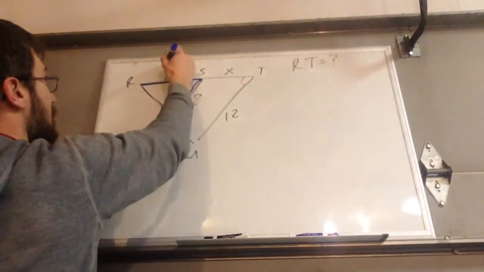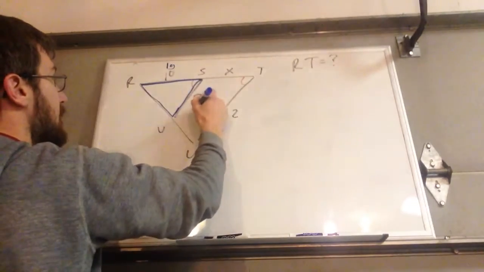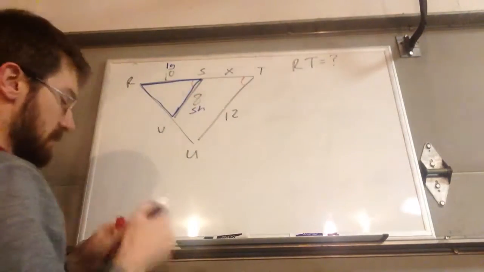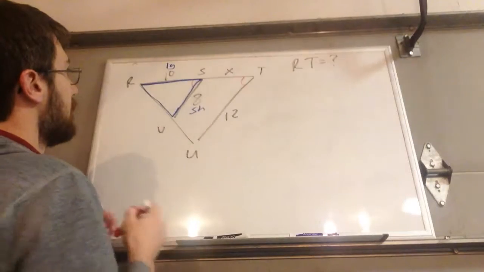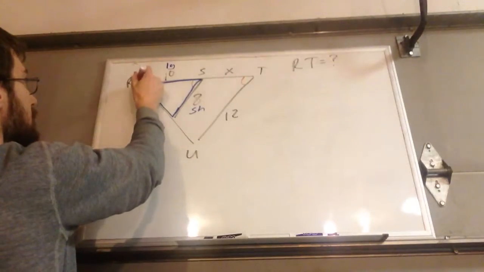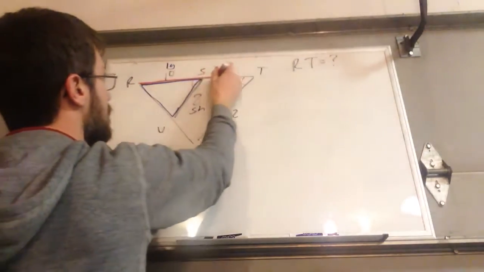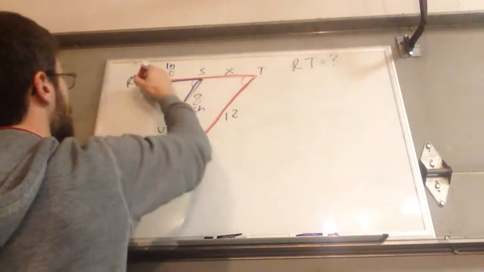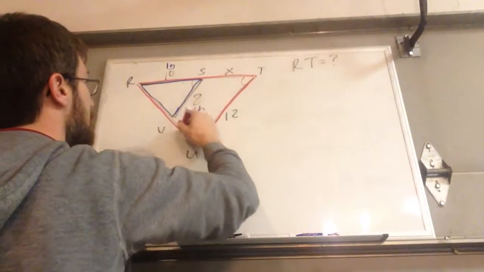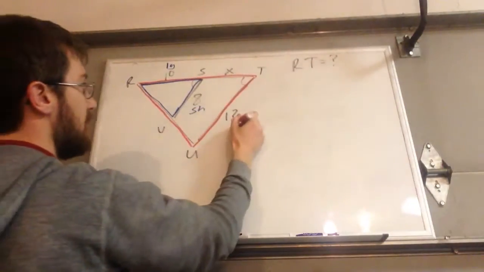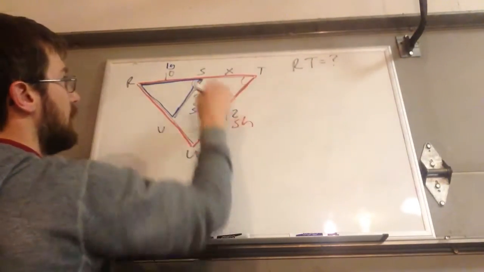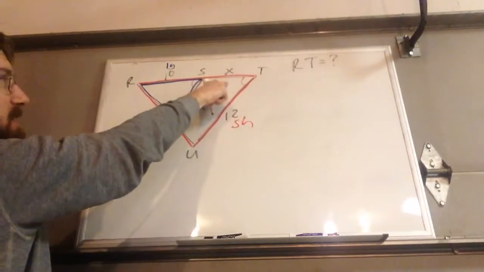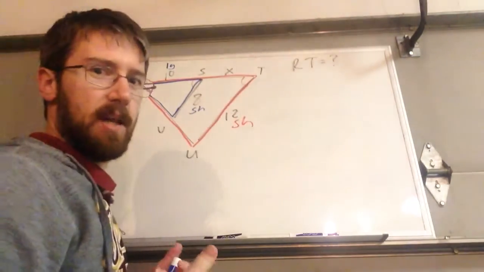And that's going to have a long side of 10 and a short side of 8. Then our red triangle is going to be the big overall triangle, like this, where now our short side is 12, and then our long side isn't x, and that's another mistake that students make a lot with this one.